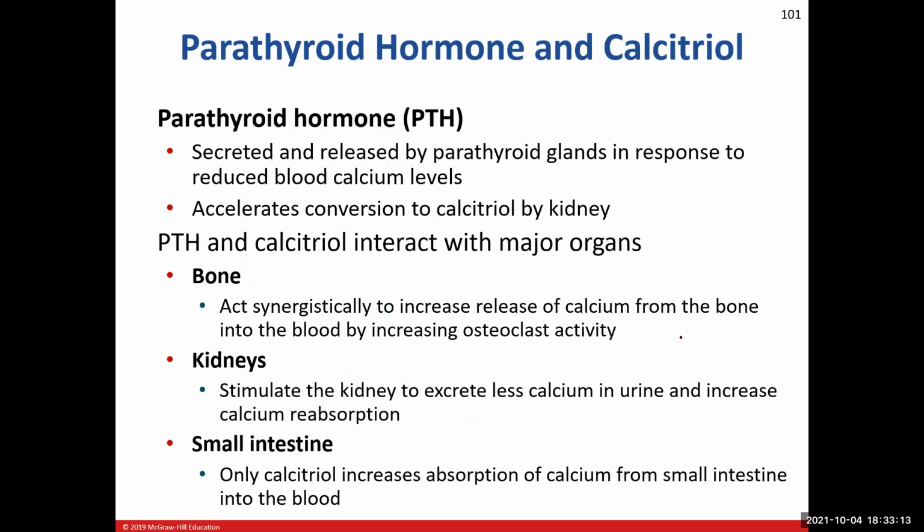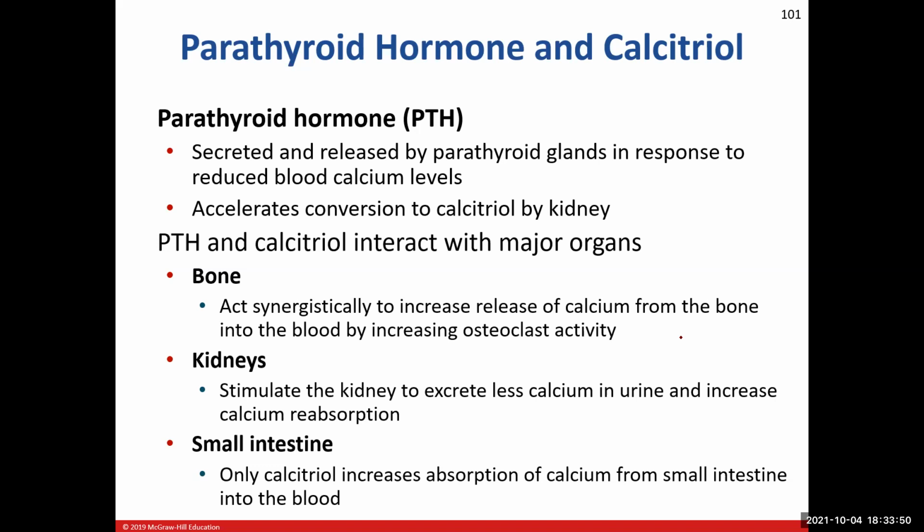Your parathyroid hormone is going to be released by your parathyroid glands, which are located on the backside of your thyroid gland. When they detect low blood calcium levels, when you're hypocalcemic, parathyroid hormone gets produced and released into your bloodstream. We already talked about how it affects the kidneys and the conversion of calcitriol. So what does PTH now do, and what does calcitriol do on some of the major organs?